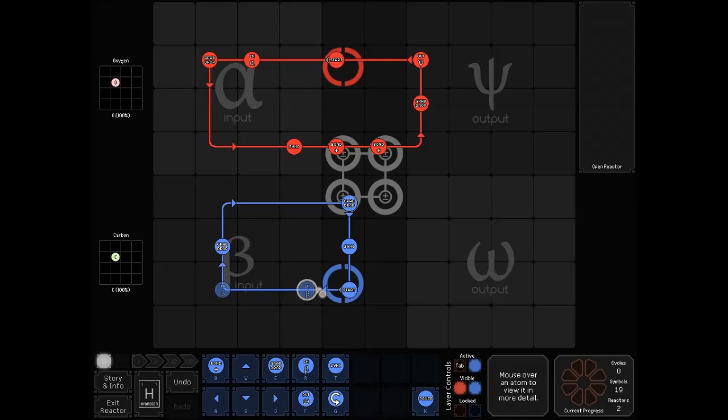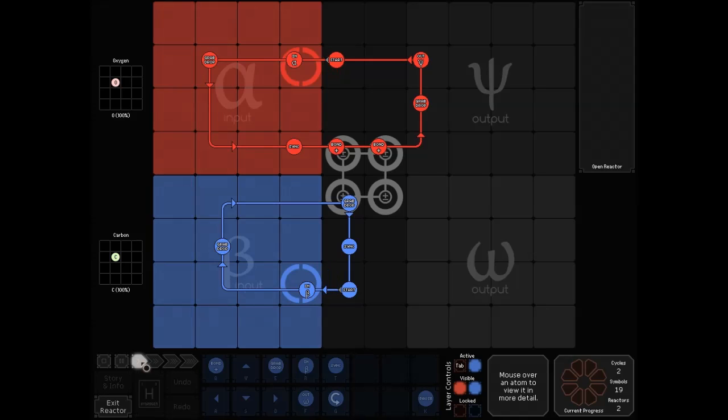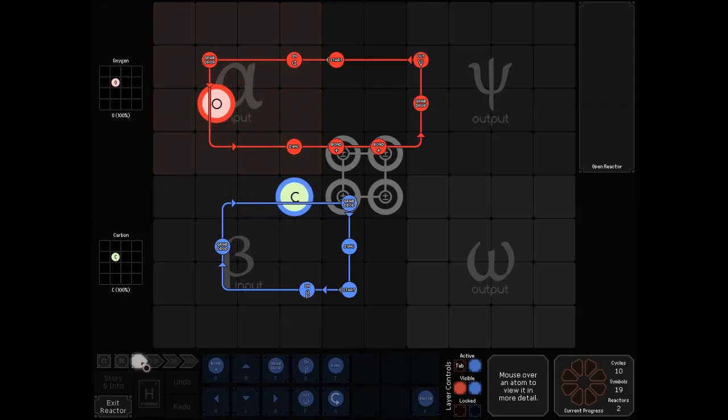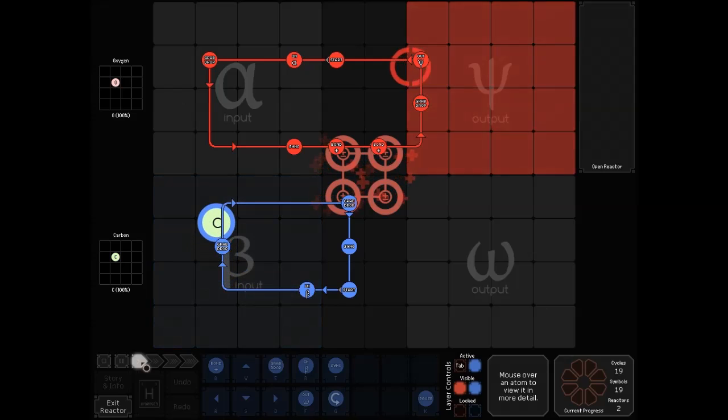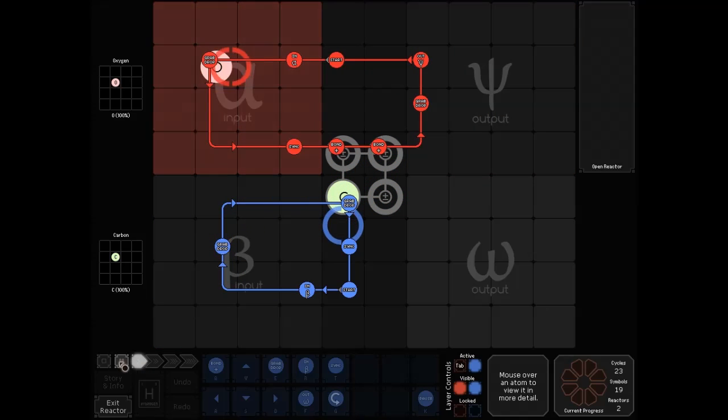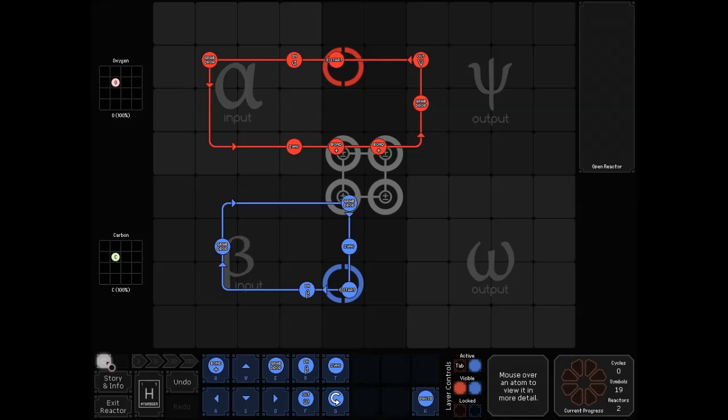And actually we should move the inputs forward, shouldn't we? Let's try playing this again just to see if it gets through. Grabs the carbon, drops the carbon, bonds, output, excellent. And that seems to work. Okay, I'm convinced by that.